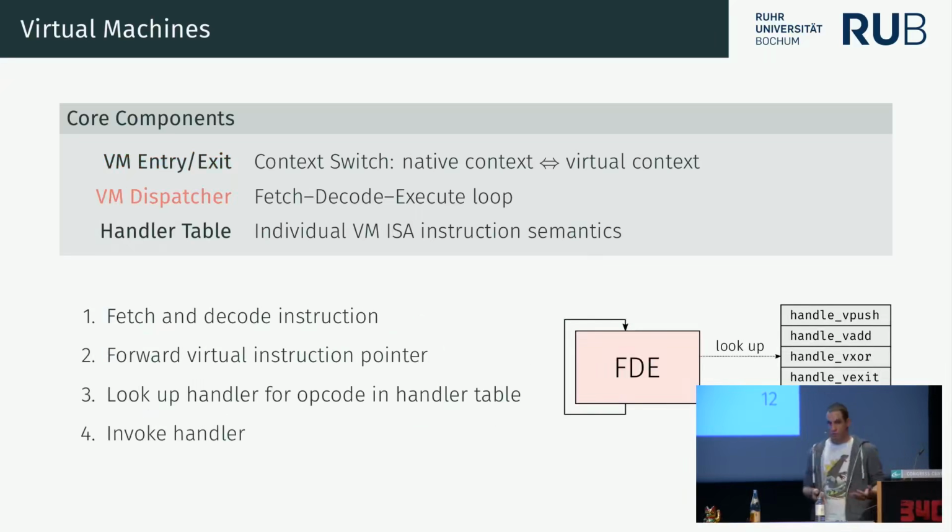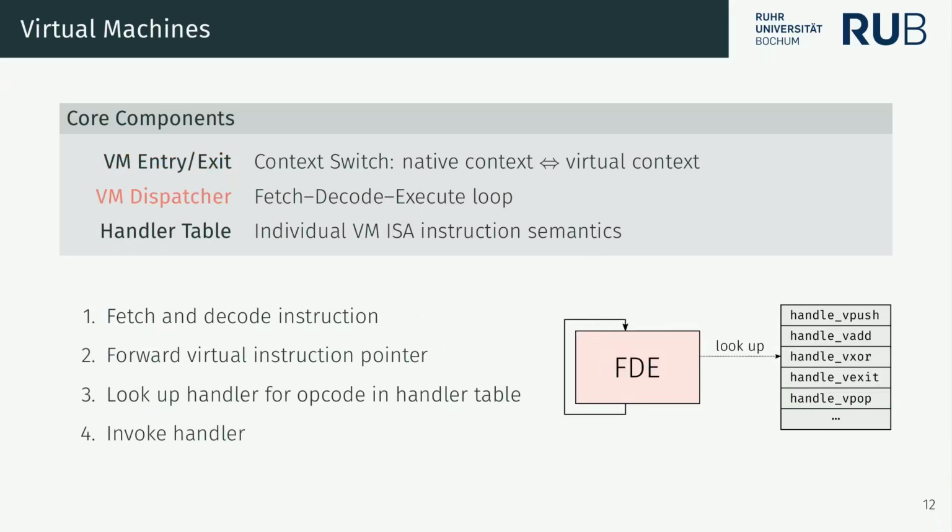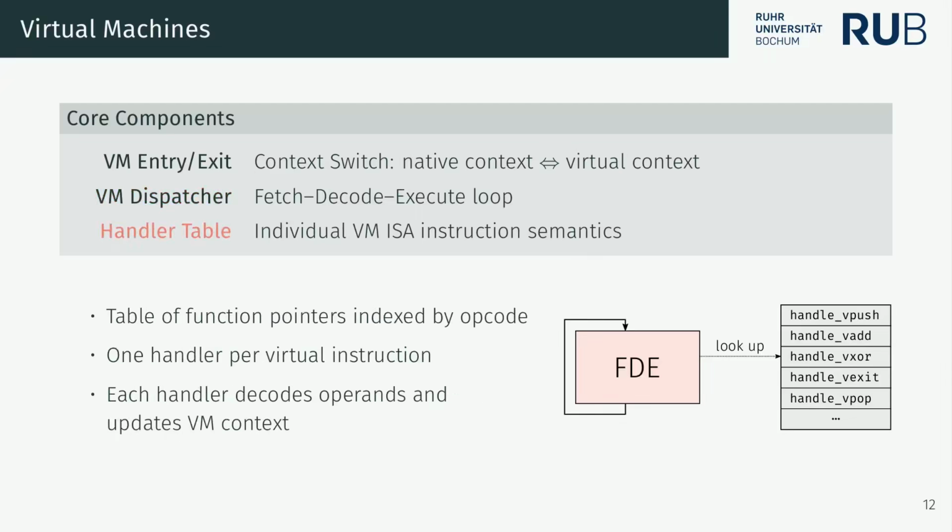Then we got a traditional fetch, decode, execute loop, like in a traditional CPU. What it does is fetch and decode one instruction and forward the virtual instruction pointer accordingly. Then it looks up the handler, which defines the virtual instruction, in what we call a handler table, here on the right, and just invokes this handler, and the handler goes on to actually execute the instruction. So as we've seen, the handler table is just a table of function pointers indexed by opcode, and we have at least one handler per virtual instruction. And each handler then just decodes the operands, operates on them, and updates the VM context accordingly.